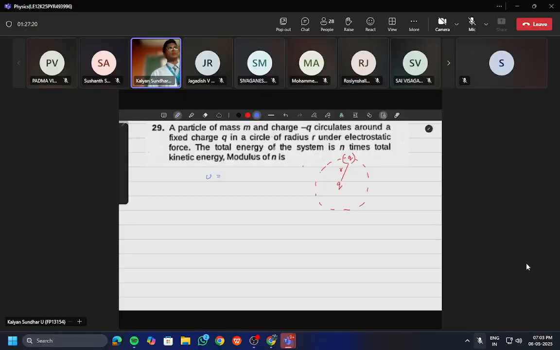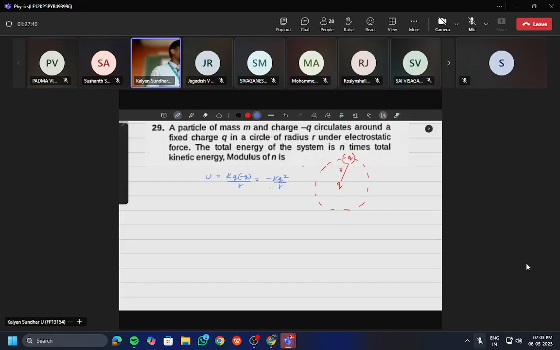We can find this easily. What is the potential energy between two charges? K Q1 Q2 by R. And you have to write the Q in terms of with sign, I have said. Correct? So what will be the total? This will be K Q minus Q divided by R. So the answer will be minus KQ square by R. This is the potential energy. Now next comes the kinetic energy.